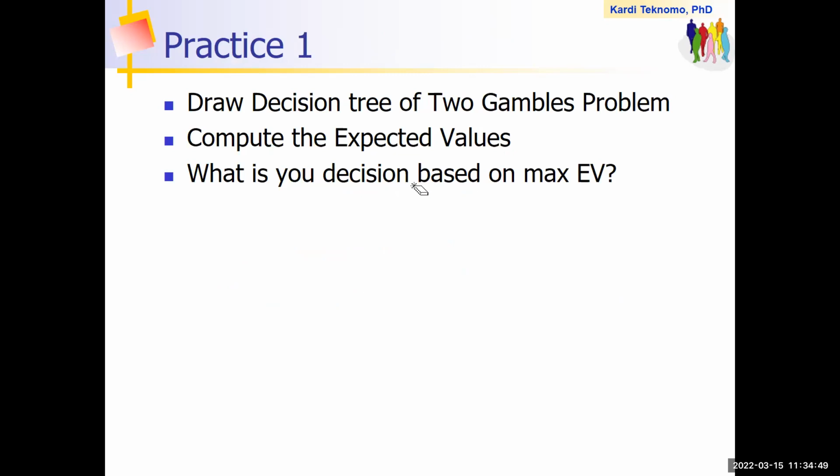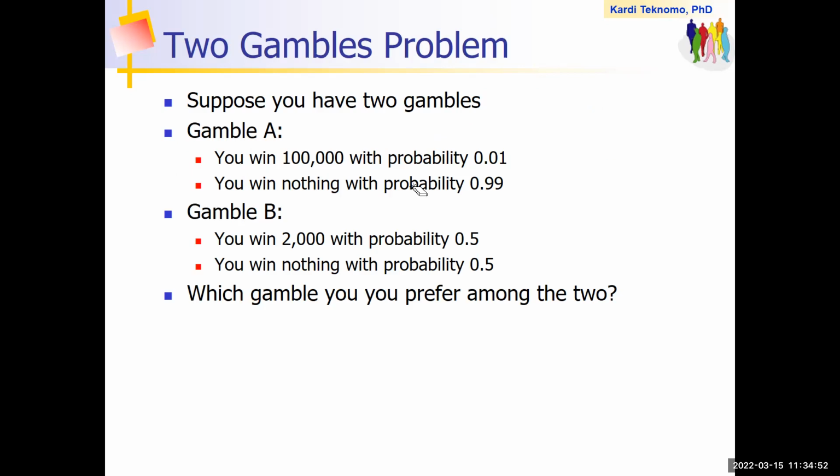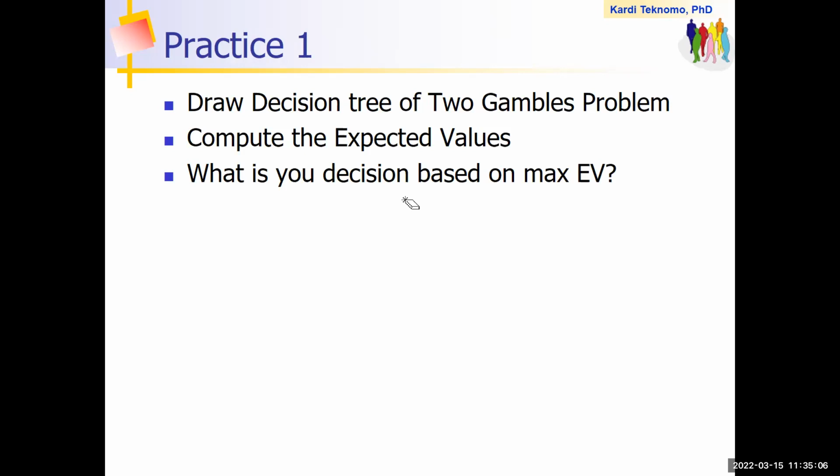Can you draw the decision tree of the two gamble problem here? What are the alternatives? Gamble A, gamble B. Once you draw the decision tree on paper or on the whiteboard, you calculate the expected value, and then what is your decision based on maximum EV? Can you do that? Do we need to make the payoff matrix? Yes, you can make a payoff matrix or directly draw the decision tree. That's fine also.